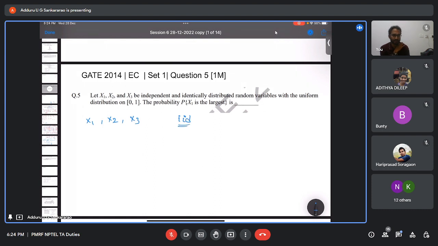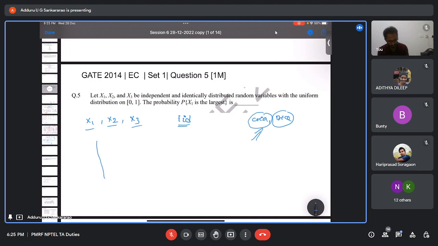Independent means the X value doesn't depend on the Y value. Let's say you have one coin and another, maybe a dice. I'm throwing them, so let us say they are independent. The outcome of the coin is either head or tail, and the dice outcomes are 1, 2, 3, 4, 5, 6. One doesn't depend on the other. That's how X1, X2, X3 are independent and identically distributed random variables with uniform distribution on 0 and 1.